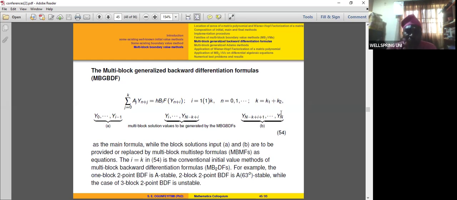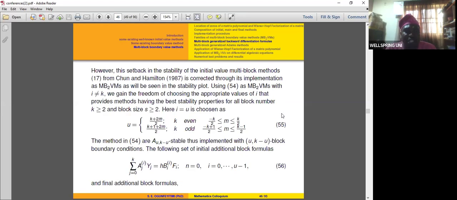and we try to plot the method, and we observe that the method is only stable for one block 2 points, and it's A alpha, which is 63 degree stable for 2 points, 2 block 2 points. While from the case of 3.2 block it becomes unstable. We even did for four block 2 points, they are unstable. Now, we are at liberty to choose our high, but the I must not be equal to what? K. The high must not be equal to K.